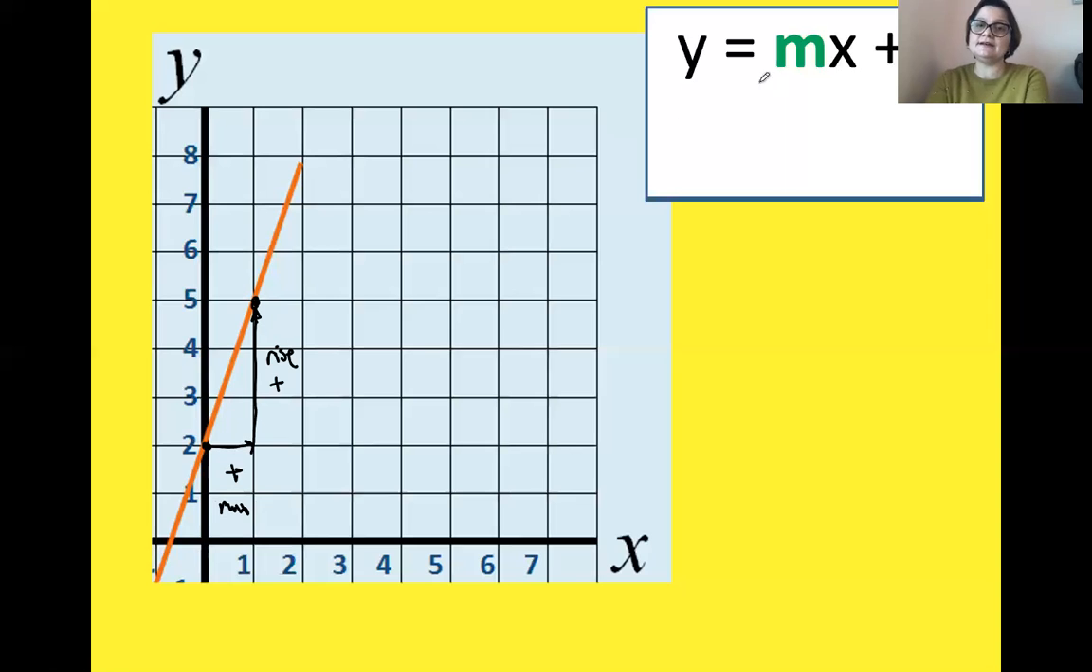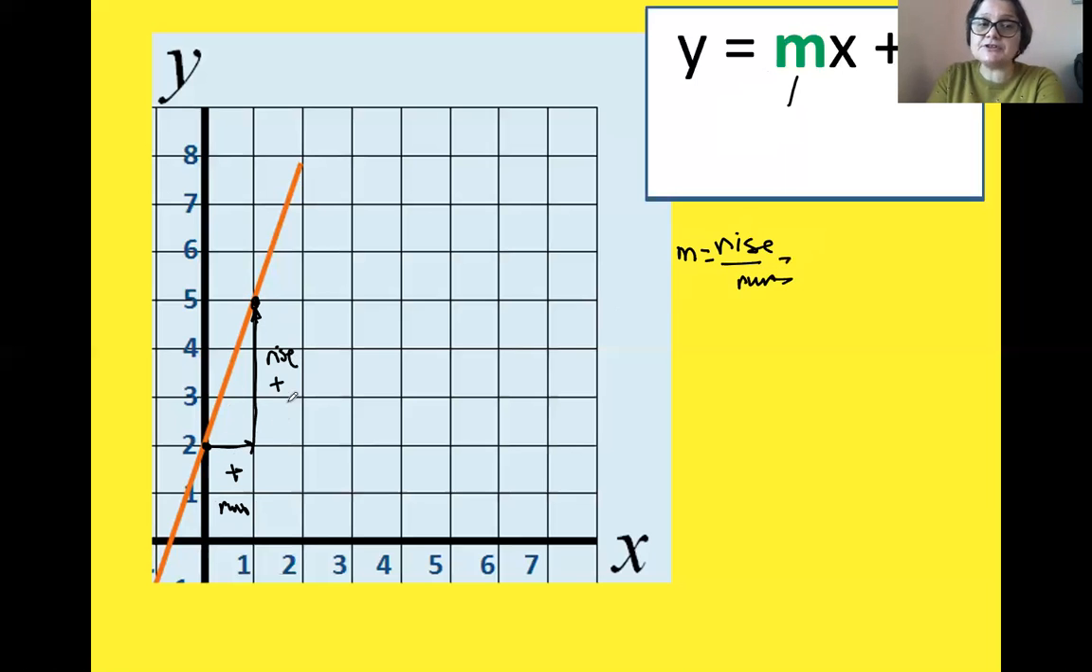So the gradient in this equation is represented by the letter m. So we are going to use from now on the letter m to represent the gradient. So m is rise over run.